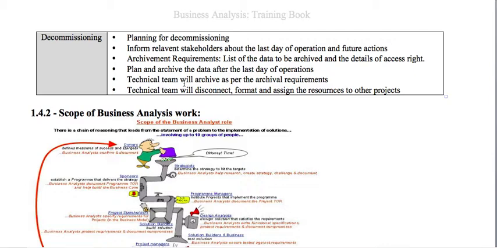After it has ceased to be in operations, you may have to disconnect it from the other hardware and from the network, archive the data, and then release the hardware and networking resources to the team, so that they can use them for a new solution. Okay, and you may also have the technical team archive as per the archival requirement. In case you don't have the technical team, you may want to hire and provide the technical details. Then the last point is that the technical team will disconnect the solution from the other network, take the backup, format the disk, and then assign the resources to the other project.